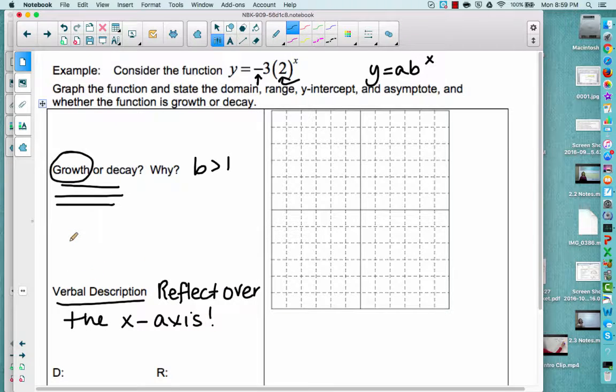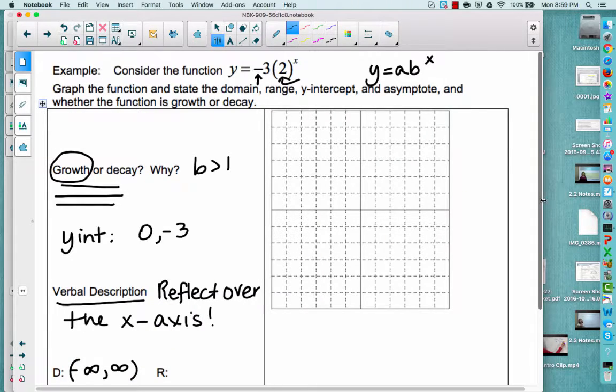I do still want my y-intercept. My y-intercept is going to be 0, -3. Okay? So yes, you do have to be careful now because my y-intercept has become a negative. All right, my domain doesn't change. There's no restriction on my x values, so negative infinity to infinity, all real numbers.